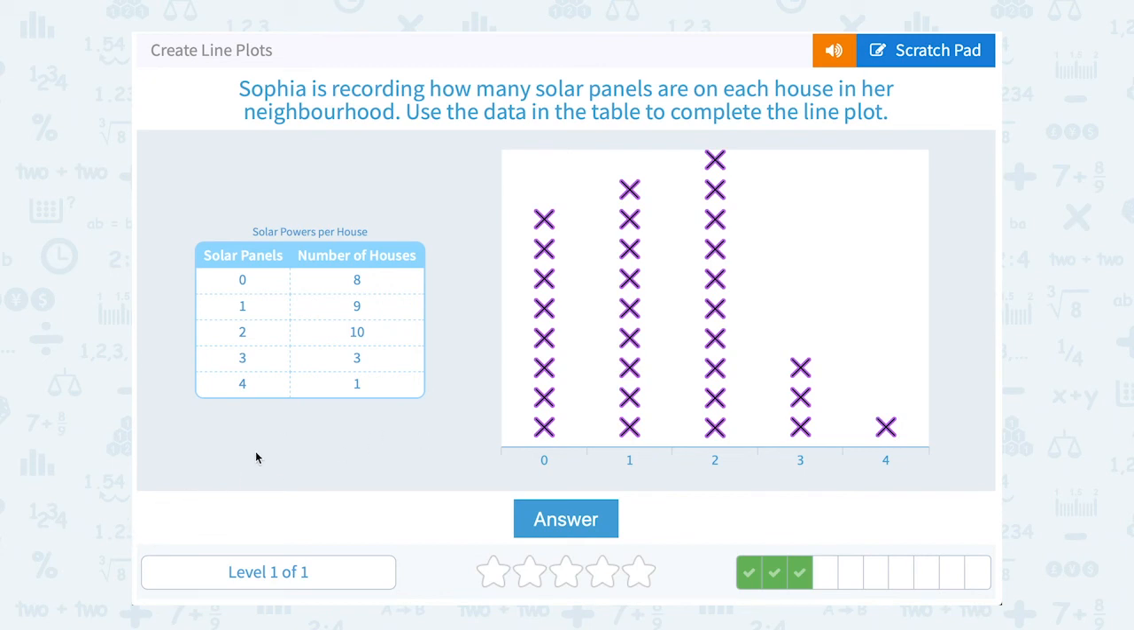And just like we noticed in the last problem, it's a nice little visual. We can see right away, okay, 2 solar panels was the most popular, and then 1 and none, and 3 or 4 was only a few houses in the neighborhood. So again, that visual data just makes it a little easier for us to pick up on patterns.